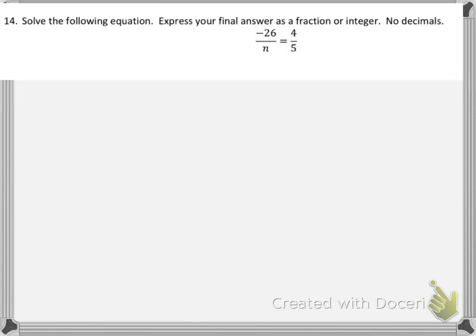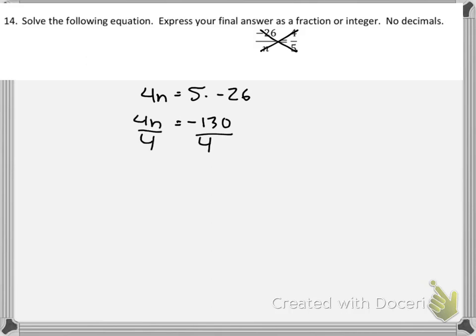Alright, the next problem is a proportion. Remember, we solve proportions by cross multiplying. So we have 4 times n is equal to 5 times -26. So 5 times -26 is -130. Then we divide both sides by 4. Okay, and our final answer is -32.5, or if you want to express it as an improper fraction, you could just say that it is -65/2.